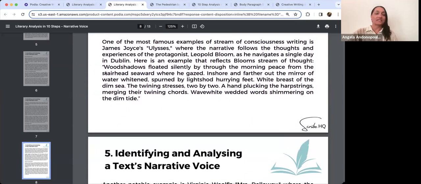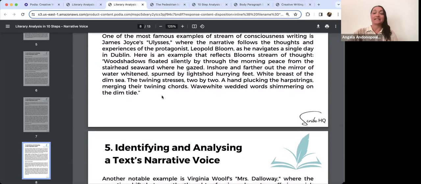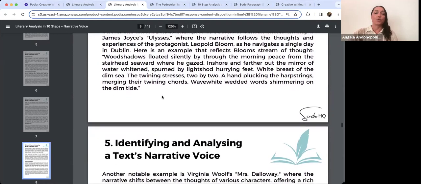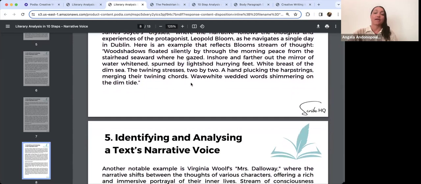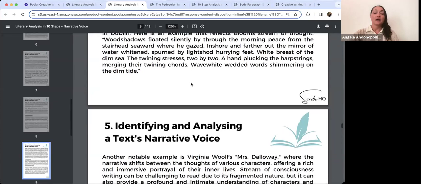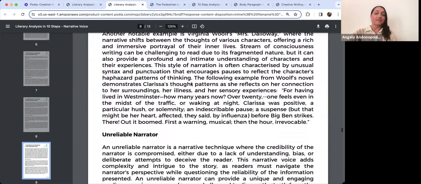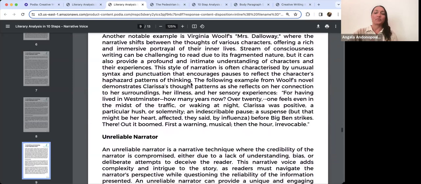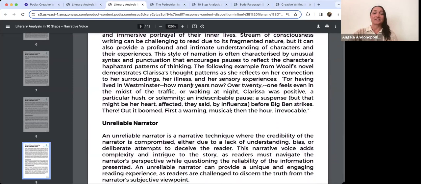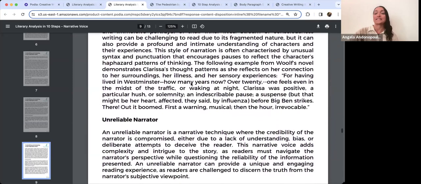If we have a quick look at this example, wood shadows floated silently through the morning peace from the stairhead seaward where he gazed, inshore and farther out the mirror of water whitened, spurned by light shod hurrying feet, white breast of the dim sea. Short, sharp sentences, sometimes like little bursts of imagery from the perspective of a character as though we're inside their mind. And then let's have the one from Mrs. Dalloway is probably a better example, actually, because there's a lot of that stopping and starting and pausing.